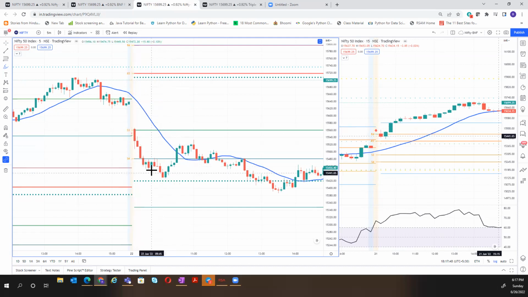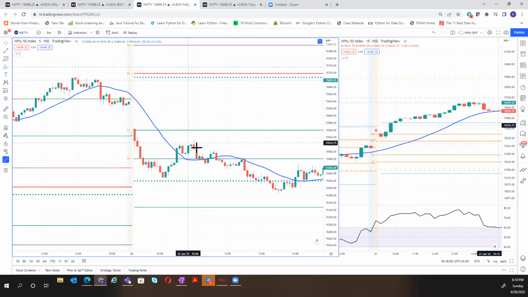See here, it tries to go up, faces resistance near S4, comes down. Unfortunately, after breaking out, it had a double top. A double top fails 65% of the time. So there was a high probability to go down. This is how we need to understand.